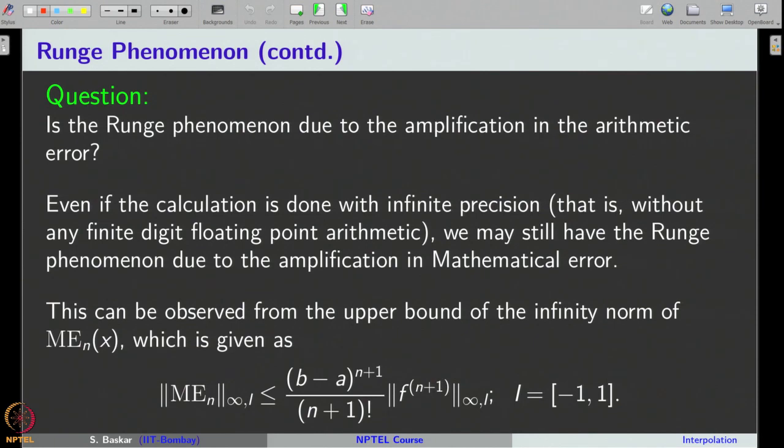If you recall, in one of our last lectures, we derived an expression for the mathematical error involved in polynomial interpolation, and we have also derived an upper bound for the mathematical error. Let us take this upper bound and view this expression in two parts. One is (b minus a) to the power of n plus 1 divided by (n plus 1) factorial. In our example, a is equal to minus 1 and b is equal to 1. Therefore, this is 2 to the power of n plus 1 divided by (n plus 1) factorial, right?